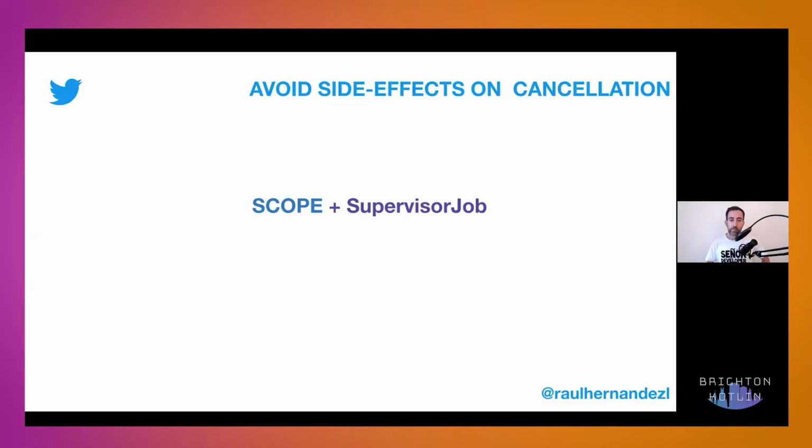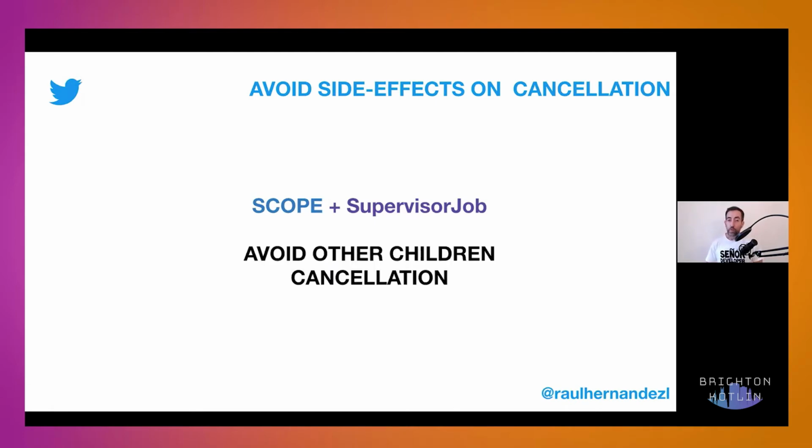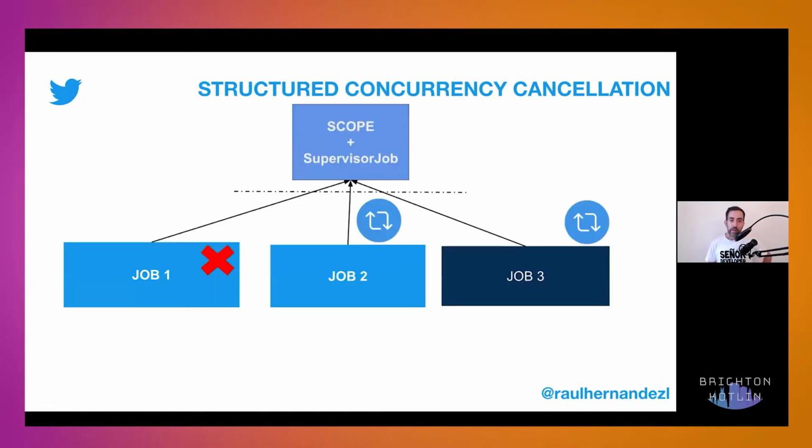And why a supervisor job? The answer is here, to avoid side effects on cancellation. Because in my case, I can have more than one thing behind the scenes. So what I prefer is to use a scope plus a supervisor job. That means to avoid other streams' cancellation. Just to see that visually, let's say we have the scope plus a supervisor job, and job 1 throws an exception. Maybe you don't want to cancel job 2 and job 3, but if you have a scope plus a job, then if job 1 throws an exception, job 2 and job 3 are going to be canceled automatically.